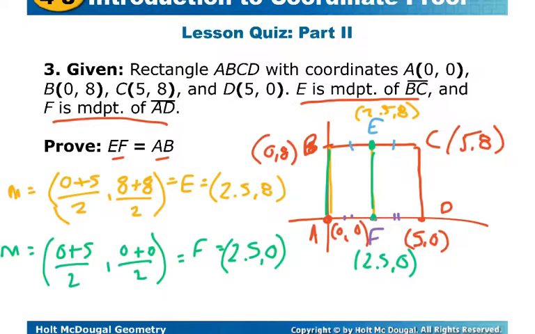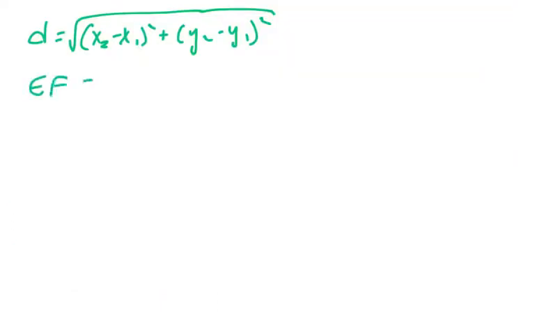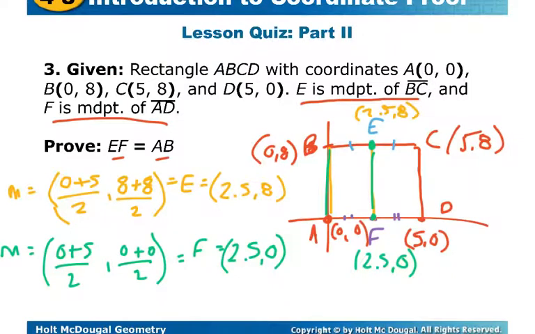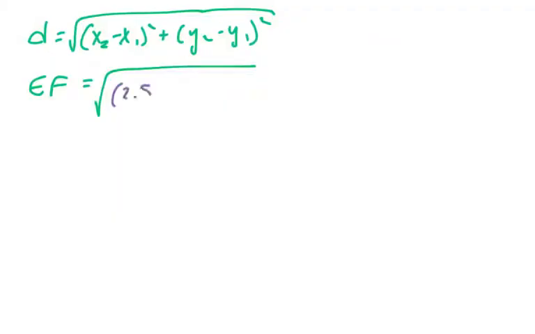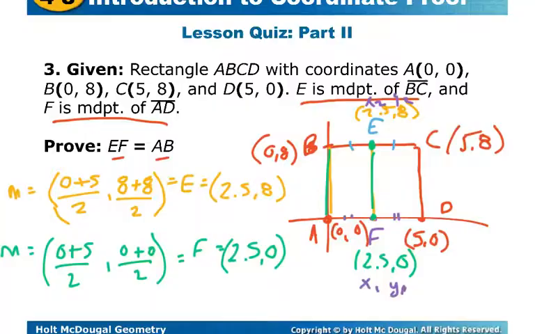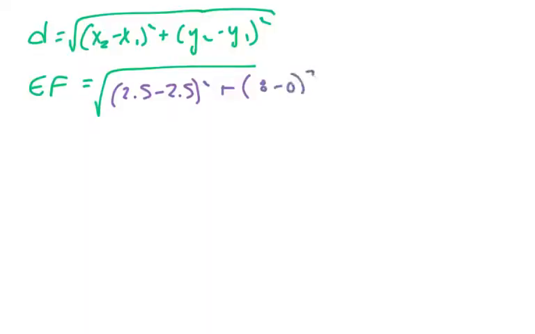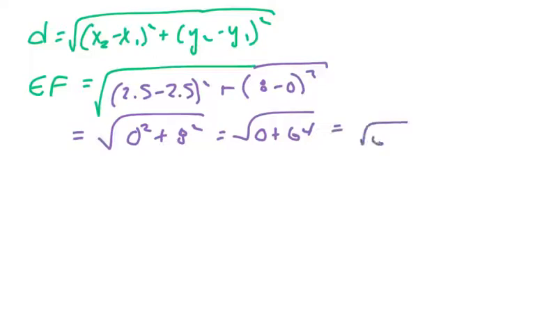So if I'm going to find the distance between EF, I'll call this x1 and y1, and this x2 and y2. So I need to take my x2 and subtract my x1, so 2.5 minus 2.5. And then the y2, which is 8, minus the y1, which is 0. And so we end up with 0 squared plus 8 squared. 0 squared is 0, 8 squared is 64. And so the square root of 64 gets us 8 as the length of EF.